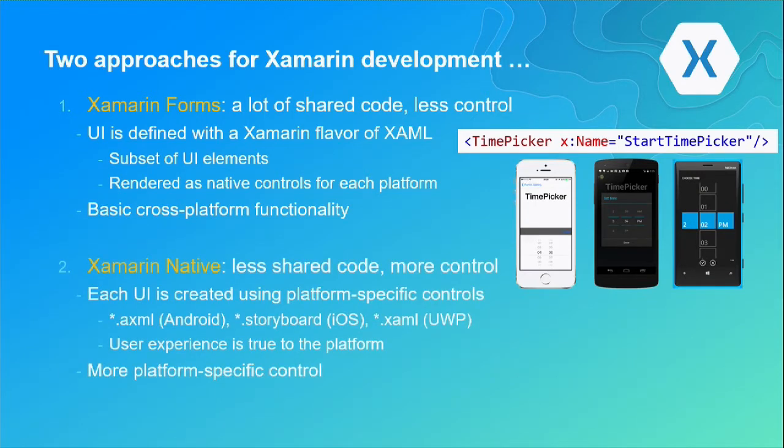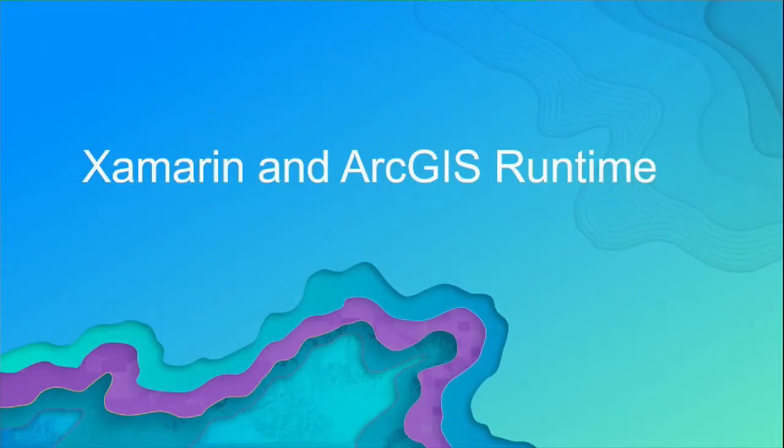The other way to do it is Xamarin Native, where you still have a lot of shared logic. Your business logic is still shared, potentially a lot of it. But now you're writing UIs individually for each platform: platform-specific UIs for Android, iOS, and UWP. Not as much shared code in this example, obviously, because your UI is created individually, but you have a lot more control. So those are the two basic approaches and the pros and cons that you'll have. We'll touch on this more. I'm sure Rich will show you some examples of both of those kinds of development.